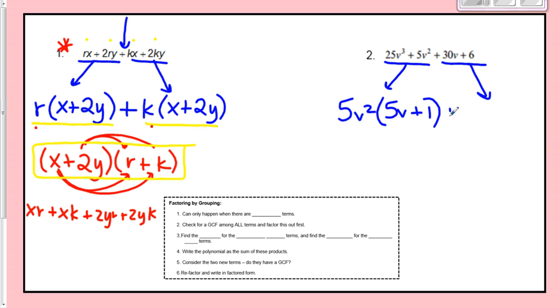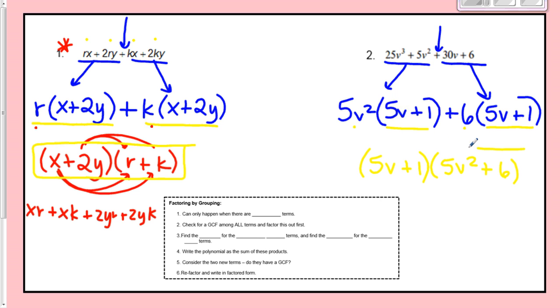Now remember I said before I want to combine these two things because they're being combined here. So I'm going to take out a 6. So I've got 5v plus 1. Well, what do you know? I have things in common here. 5v plus 1, 5v plus 1. So I'm going to take that out. And I'm left with 5v squared plus 6. And again, if I multiplied this out, I would get my final answer.